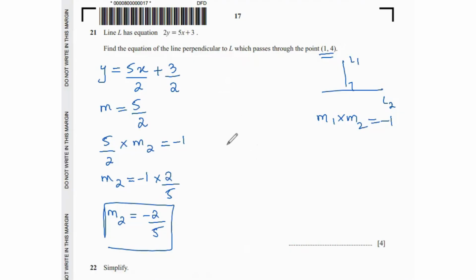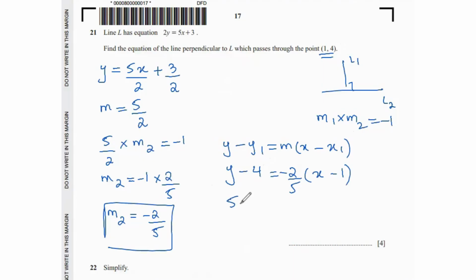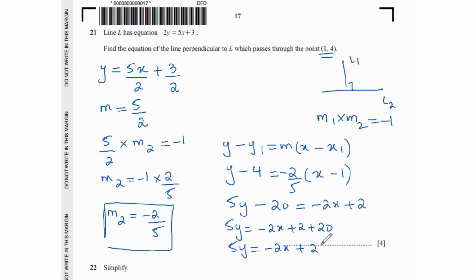If we use point-slope form, which is y minus y1 equals m times x minus x1, y1 is 4, m is negative 2 over 5, and x1 is 1. Cross multiply to get rid of the fraction. So 5y minus 20 equals negative 2x plus 2. 5y equals negative 2x plus 2 plus 20. 5y equals negative 2x plus 22.